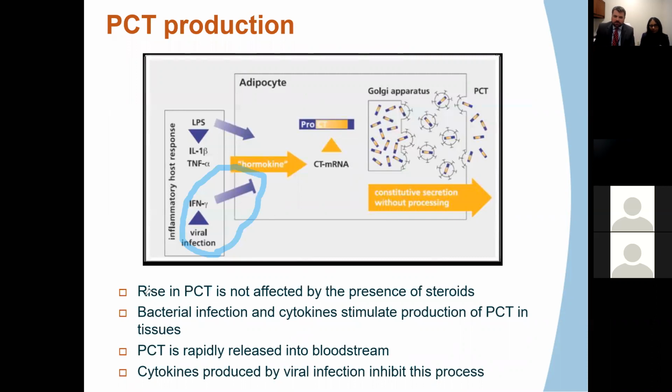And here the rise of procalcitonin is not affected by the presence of steroids. So if your white count goes up because of steroids, the procalcitonin shouldn't become elevated from steroids. Bacterial infections and cytokines stimulate production. It goes quickly into the bloodstream, and viral infections inhibit the process. So that's the main thing about this slide here. And it's kind of useful.